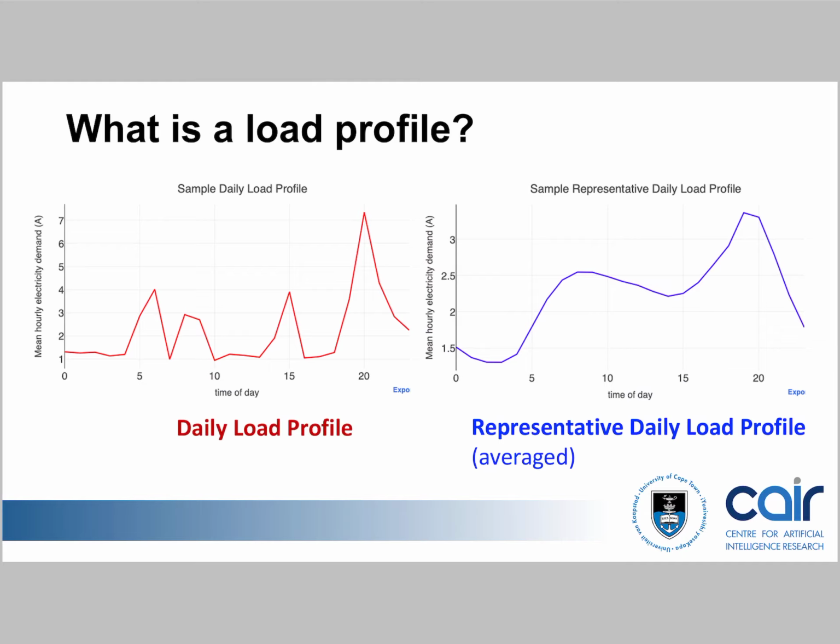What you see on the right is a representative daily load profile. As you'll see, that curve is a lot smoother. And it represents an average over several daily load profiles. That average can be taken either across households, so taking, for example, a representative daily load profile at a particular location for a group of households, or it could be a representative daily load profile for a single household taken over a set of days. But the representative daily load profile always is a smoothing of the actual daily load profile.